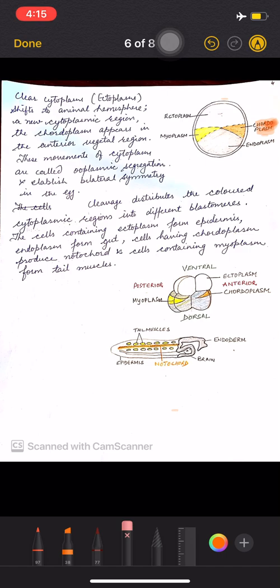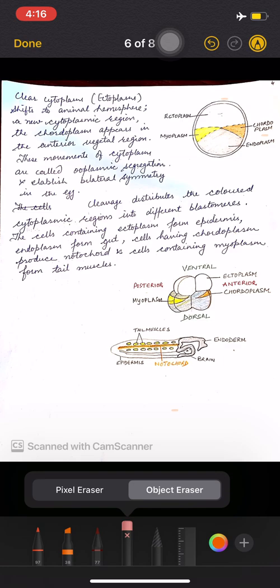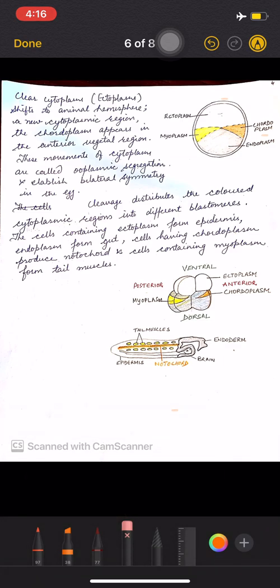So you are seeing what we have done till now. You can see that if I show you the previous diagrams, just a minute.